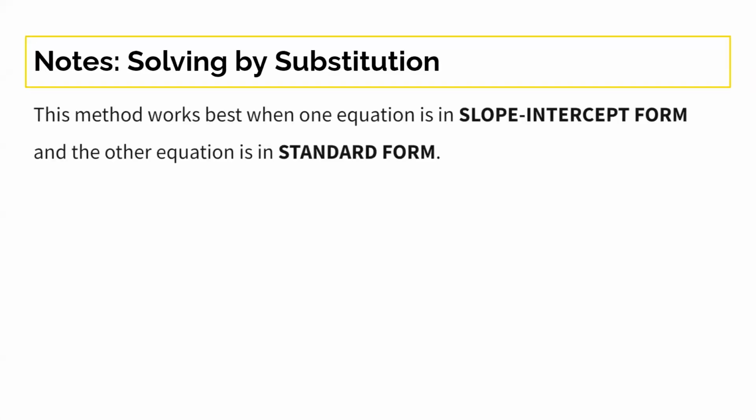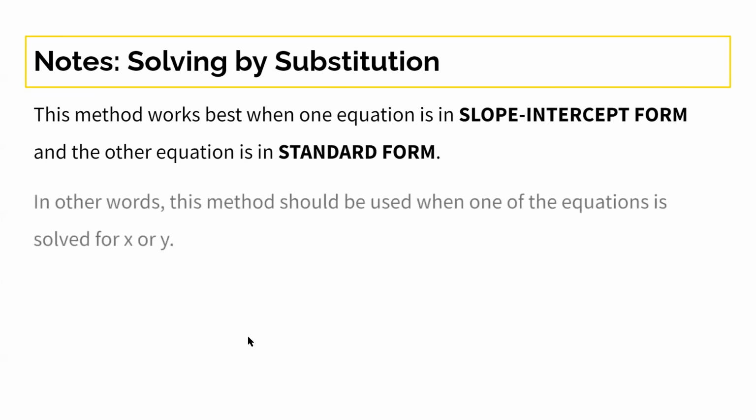Today's method, solving by substitution, works best when one equation is in slope-intercept form and the other is in standard form. So a reminder, slope-intercept form is y equals mx plus b, and standard form is ax plus by equals c. So we want one equation that has been solved for x or y, and one equation that has the x's and y's together on the same side.